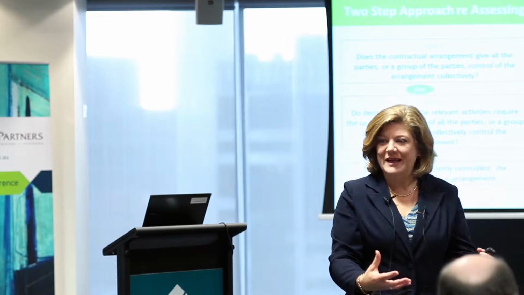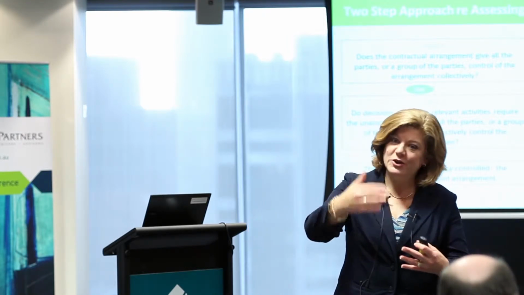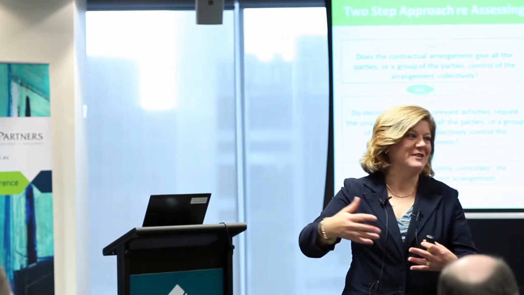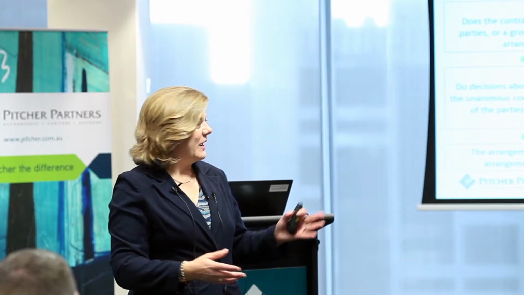Therefore, control again is no longer this fixed bright line of 50%, but still looking at power over relevant activities, variable returns. So that's the first thing. Step 1, is there a contractual arrangement that gives them that power, gives them that control? And I think I should clarify contractual arrangement.